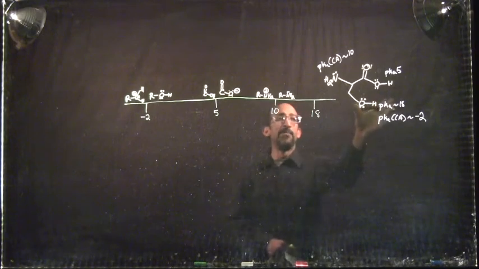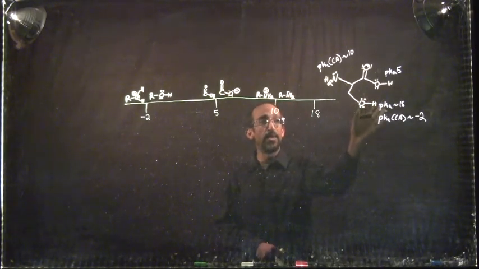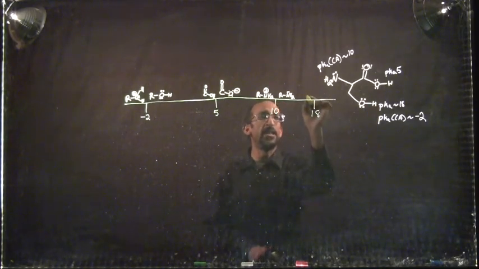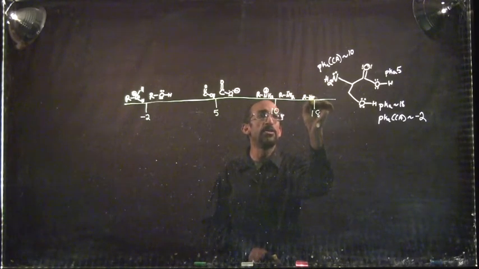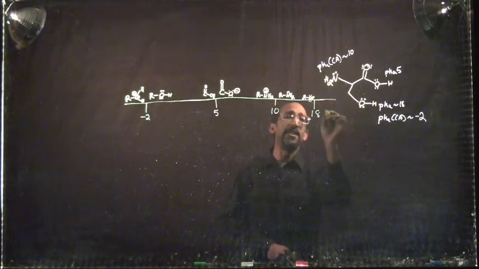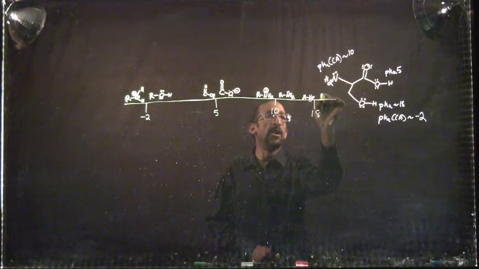And then finally, I come to my alcohol functional group, this time serving as an acid with a pKa of 18. To the lower side of 18, I'm going to write out my acidic form. That would be ROH. And then on the higher side of that 18, I'm going to write my basic form. That would be RO-.